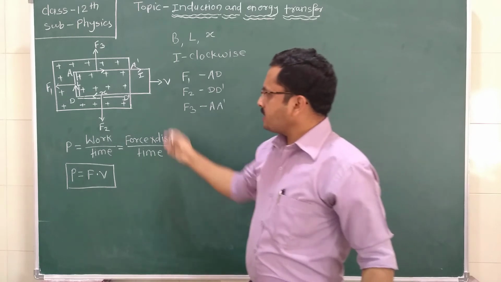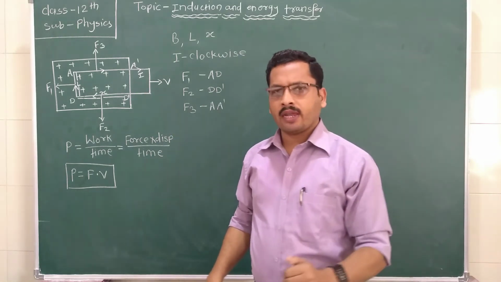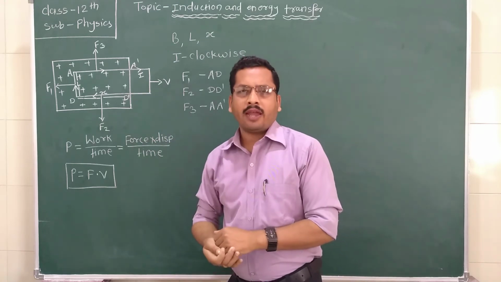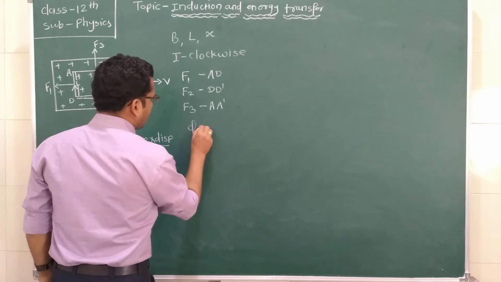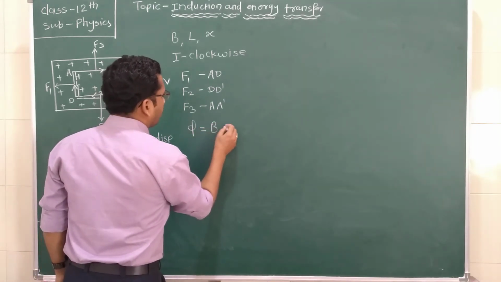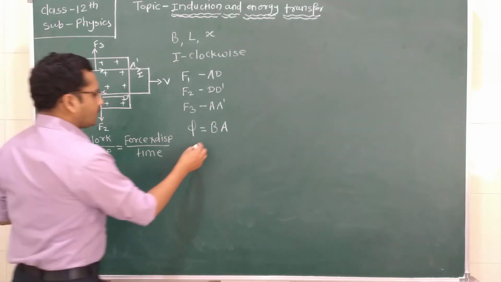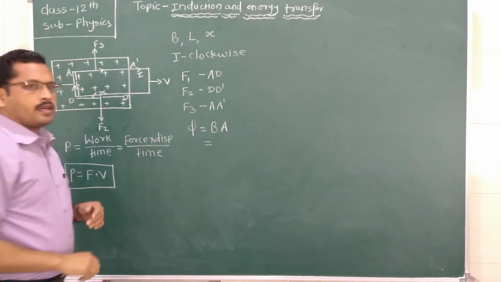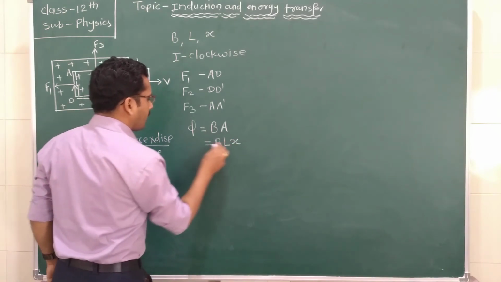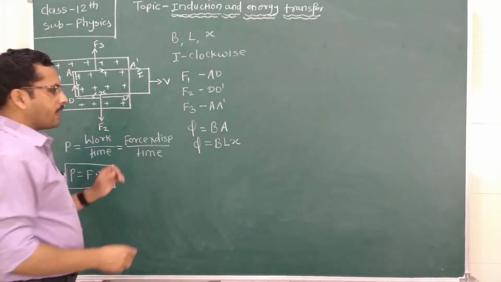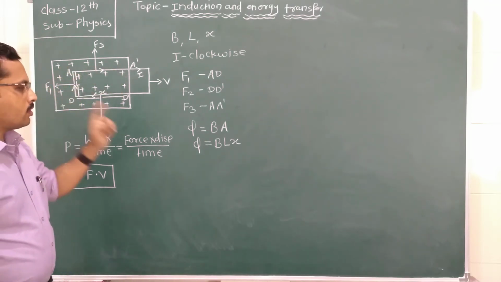Now, as this loop is present inside the magnetic field, magnetic flux is passing through the loop. The magnetic flux phi is equal to magnetic field multiplied by area. What is the area inside the magnetic field? It is L multiplied by x. So the magnetic flux is B multiplied by L multiplied by x, passing through this area of the loop.